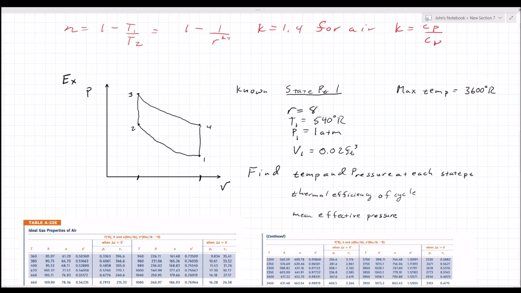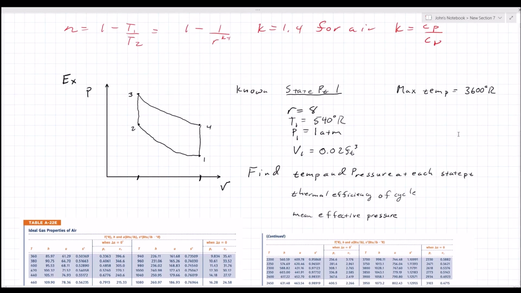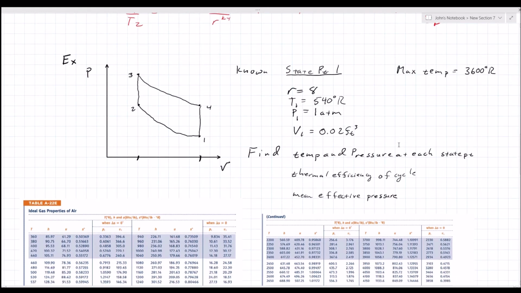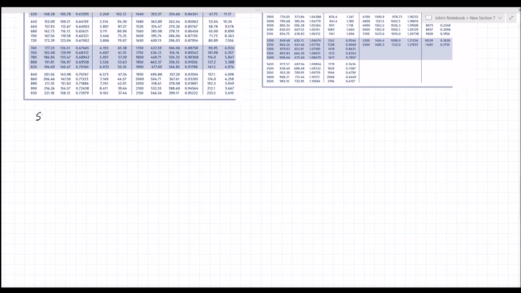So T1 is equal to 540 degrees Rankine. Pressure 1 is at 1 atmosphere. V1 is at 0.02 feet cubed. The system has a compression ratio of 8. And we know we have a maximum temperature of 360 degrees Rankine. We want to find the temperature and pressure at each state point, which means 1, 2, 3, and 4. And we want to find the mean effective pressure of the system. And we want to find the thermal efficiency of the cycle. Well, guess what? State point 1 is right there. We're given the temperature, we're given the pressure. So that was easy. State point 1.